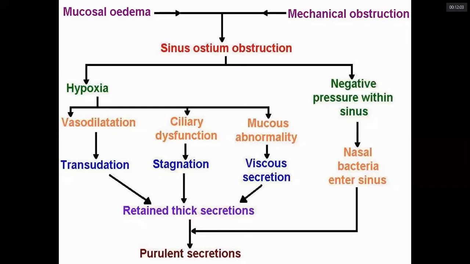Similarly, sinus obstruction will also cause negative pressure within the sinus. You remember from the physiology class that the sinuses are ventilated during expiration because of the negative middle air pressure. During that time, the nasal bacteria will enter the sinus, and when the bacteria enter there, of course, there will be purulent secretions.